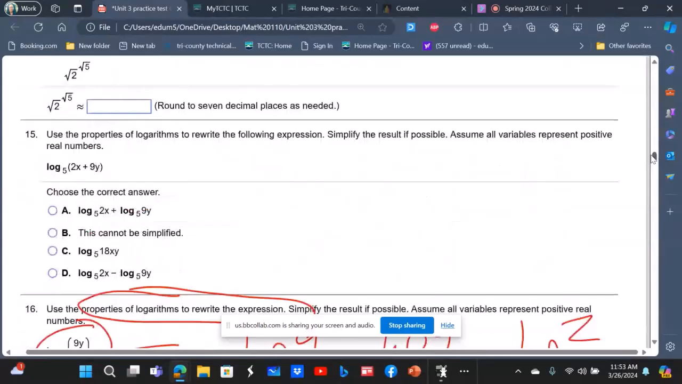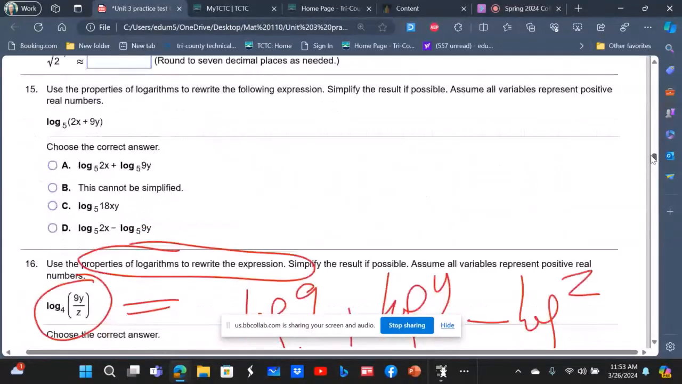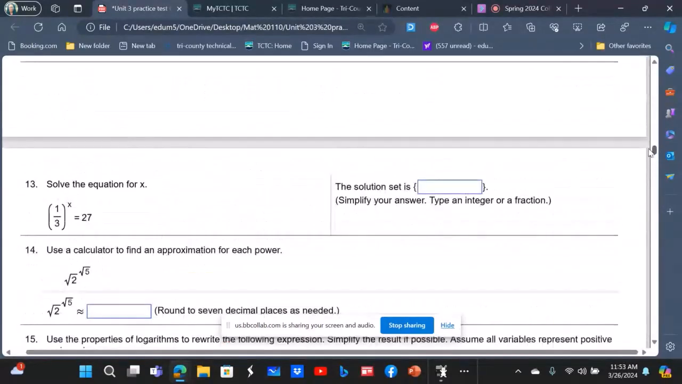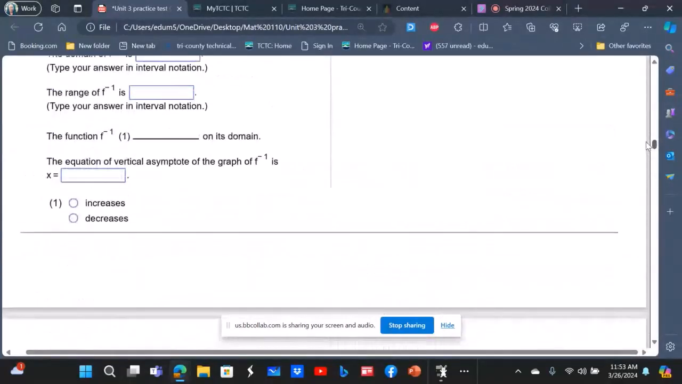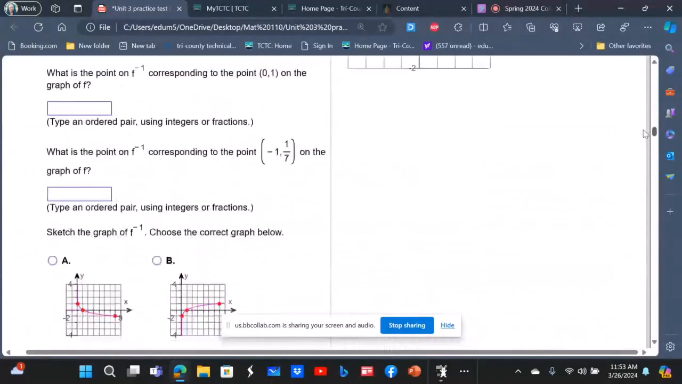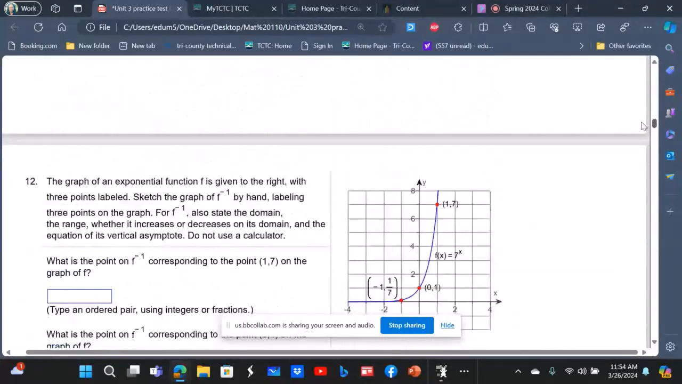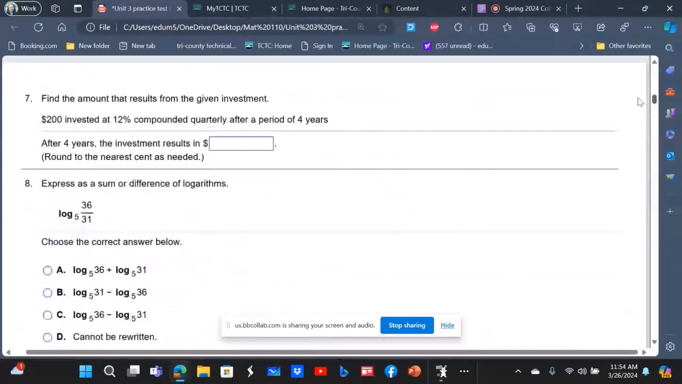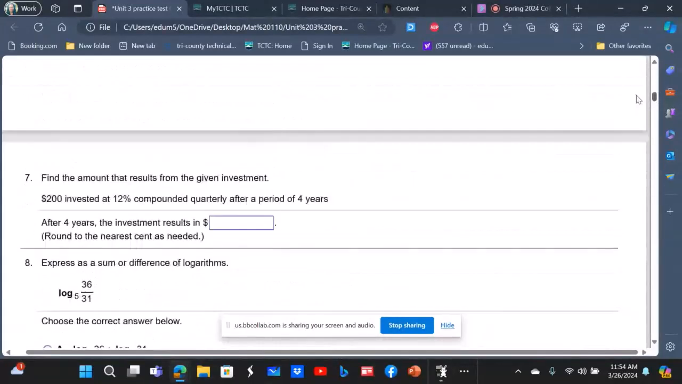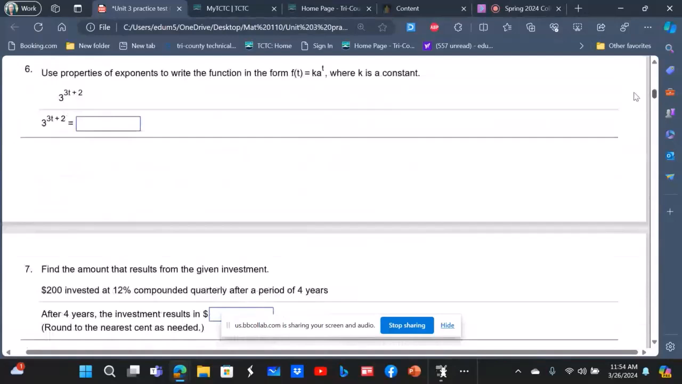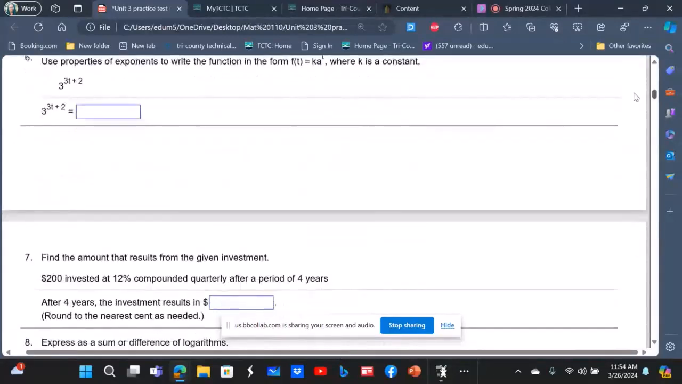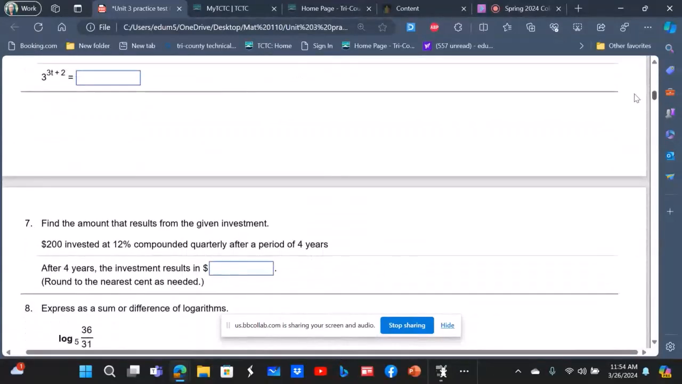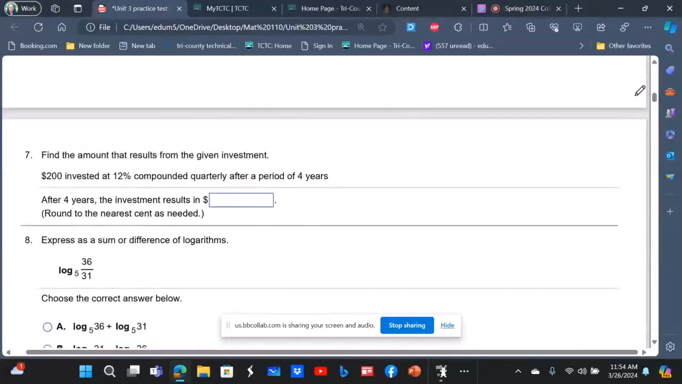All right, let's go to another compound interest question where we shall compound not continuously this time. Let's see, there's another question on compound interest. I think we did number 7 there already, but let's do it again. Quickly, number 7, it says find the amount that results from given investment.